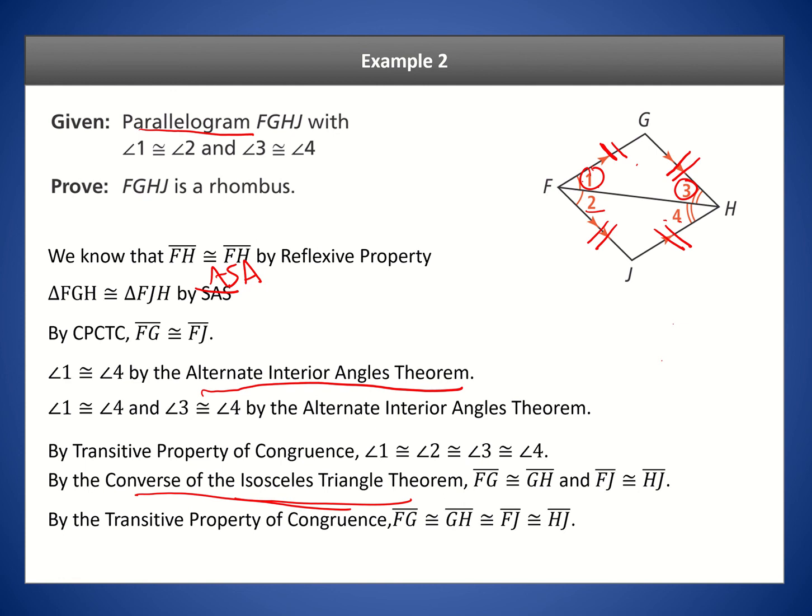Since we know that all sides are congruent in this example of a parallelogram, that means we're dealing with a rhombus, and that is the end of the proof.